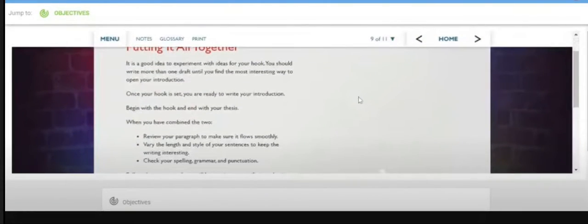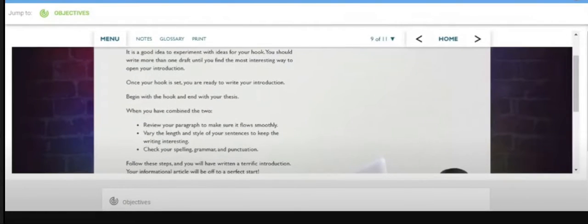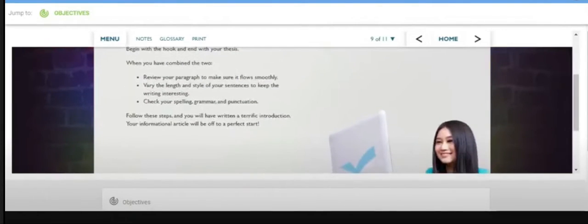Putting it all together. It is a good idea to experiment with ideas for your hook. You should write more than one draft until you find the most interesting way to open your introduction. Once your hook is set, you are ready to write your introduction. Begin with the hook and end with your thesis. When you have combined the two, review your paragraph to make sure it flows smoothly. Vary the length and style of your sentences to keep the writing interesting. Check your spelling, grammar, and punctuation. Follow these steps and you will have written a terrific introduction. Your informational article will be off to a perfect start.